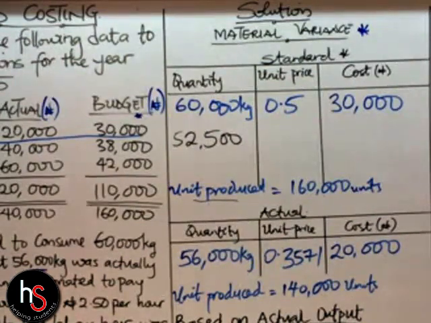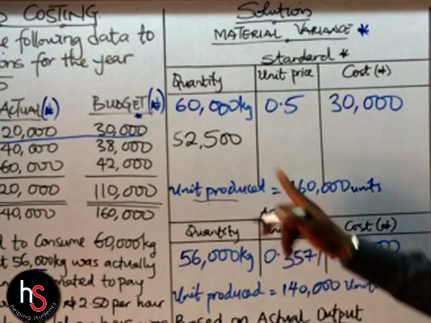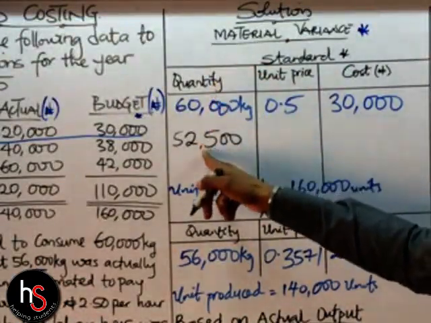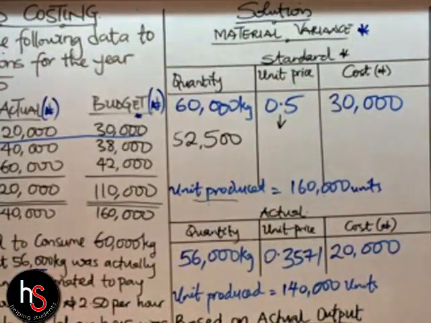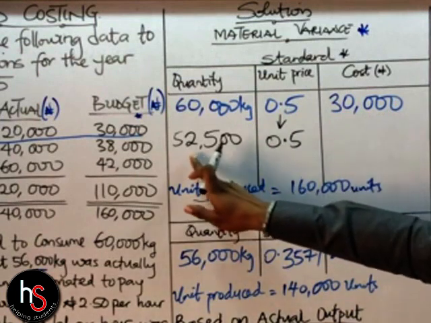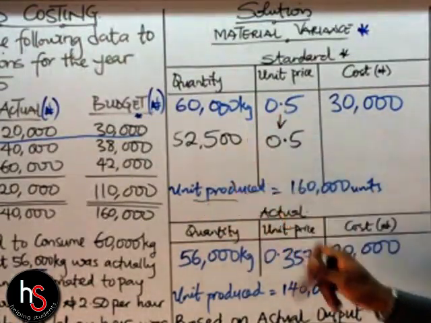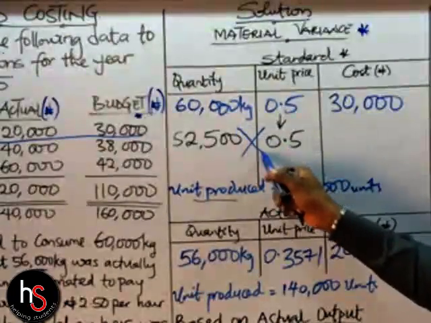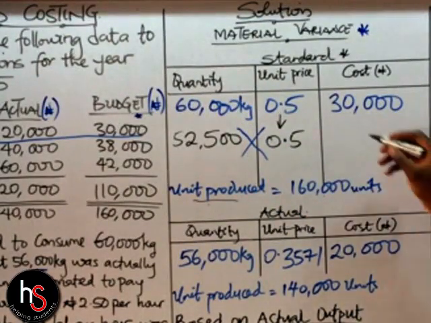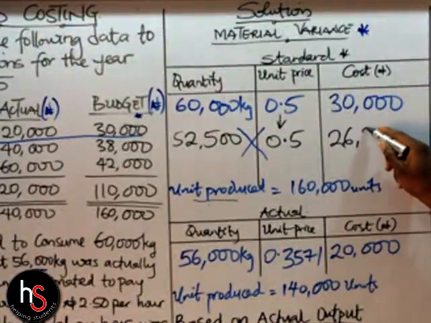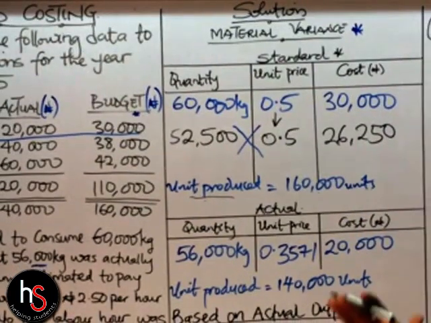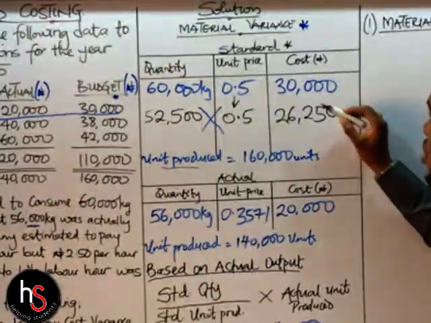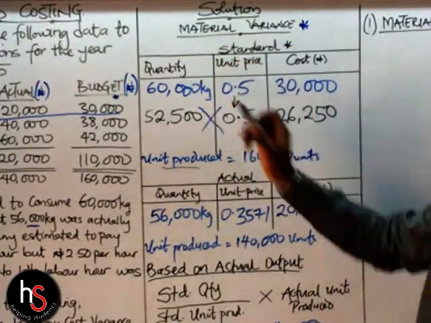Now, with what we solved there, we derived 52,500. So we brought down that same value here as our new standard quantity, which is 52,500. This unit price comes down as well, 0.5. To determine our cost, we multiply 52,500 by 0.5, and it gives us 26,250. This value now stands as our new standard cost.